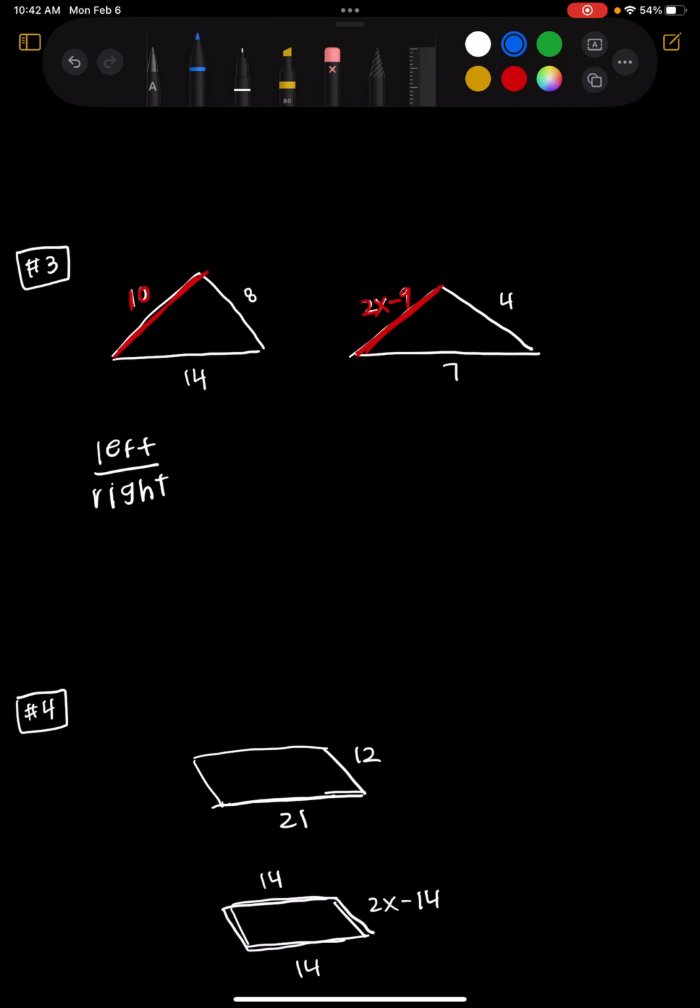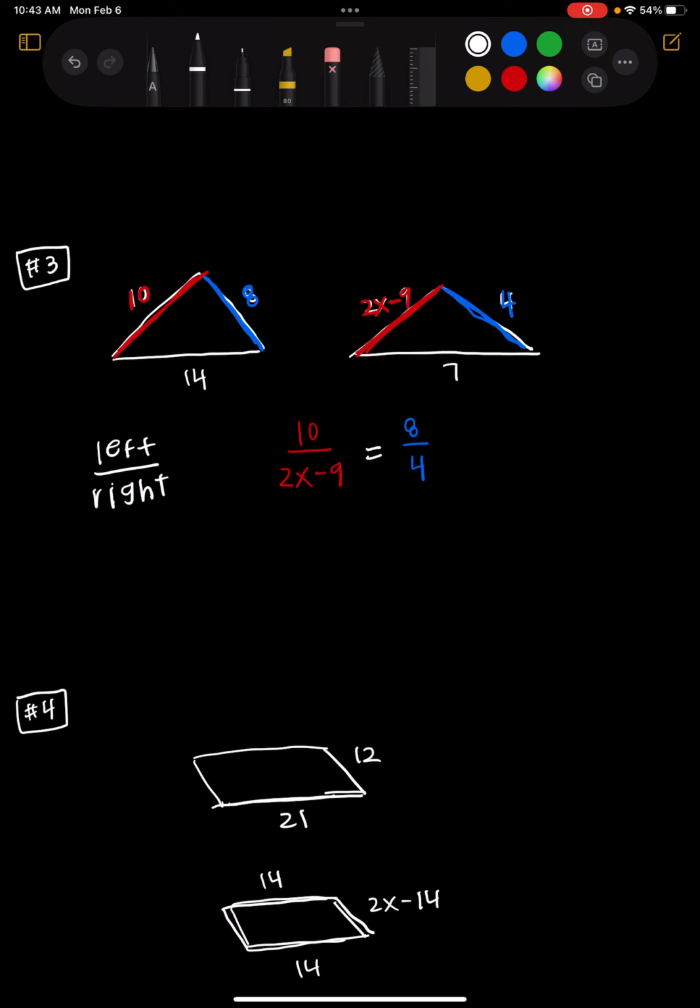And then for the blue fraction, it doesn't matter if we do the bottom or the side or the other side. We'll just do the right side. So it'll be 8 and 4. Okay, so now when we set up these proportions, it's left and right, which means that our red fraction will be 10 over 2x minus 9, and then our blue fraction will be 8 over 4.